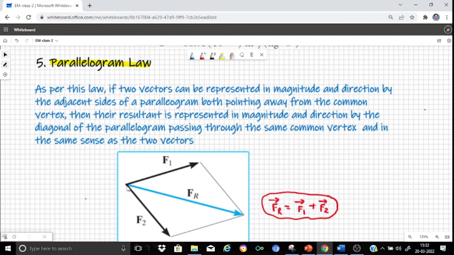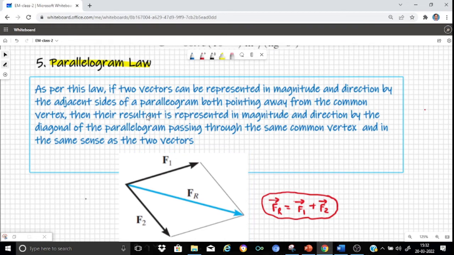Look here, this is the so-called common vertex, and as you can see that F1 is pointing away from this common vertex, and similarly F2 is also pointing away from the common vertex. So what we do is that we construct a parallelogram with F1 and F2 being the adjacent sides.